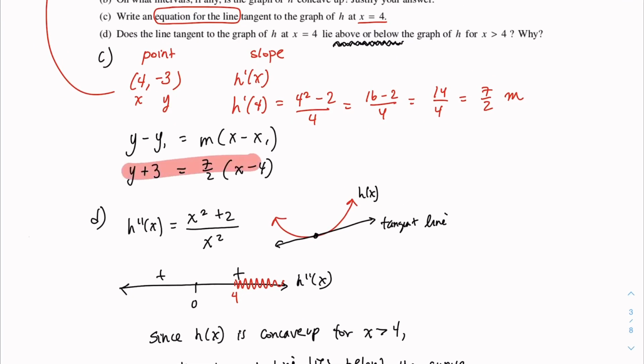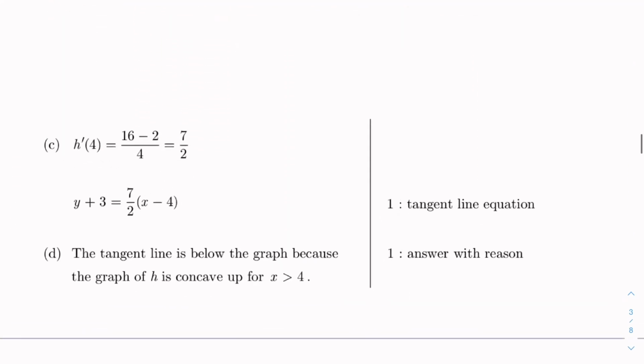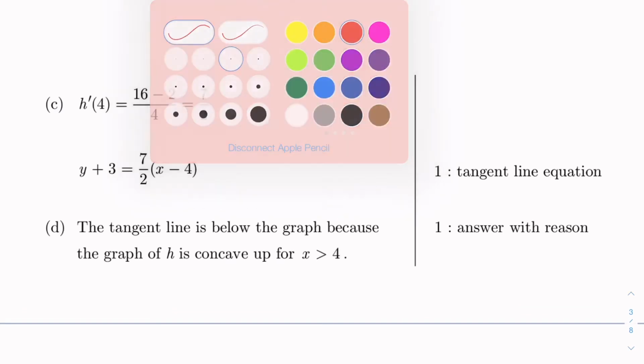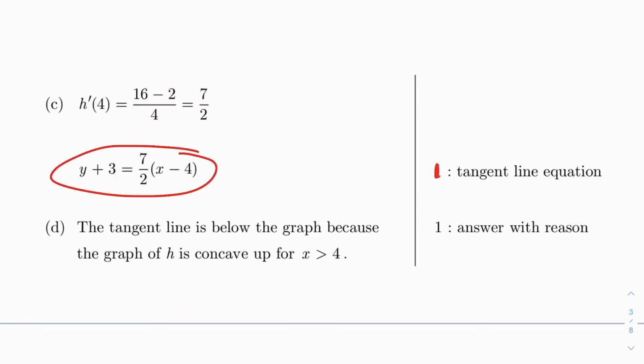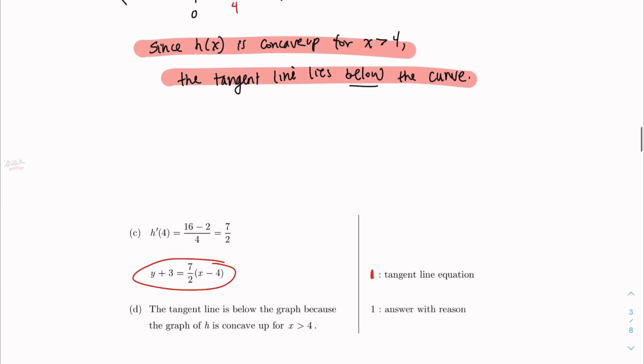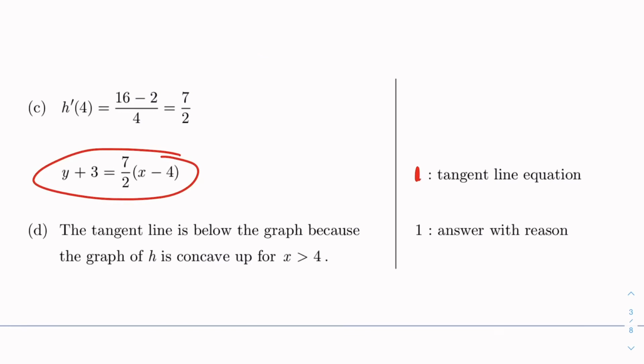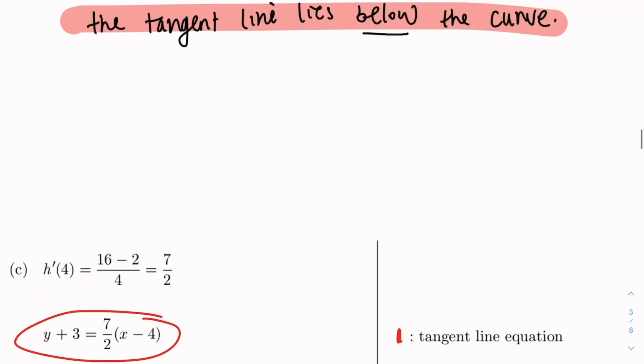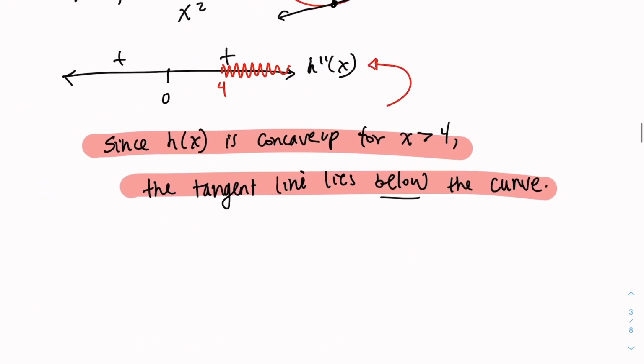Okay, so let's compare our work against the AP rubric. For part C, you can see it was worth just 1 point for getting the tangent line equation, which matches what we got up here, y plus 3 equals 7 halves, x minus 4. That was a simple plug-in problem. And then for part D, also 1 point for having the answer, which is that it's below, with the reason. So without a reason, you won't get the points. You can't just guess, oh, above, below. You have to explain h is concave up. And how did we know that? Well, we used the justification from our previous number line.